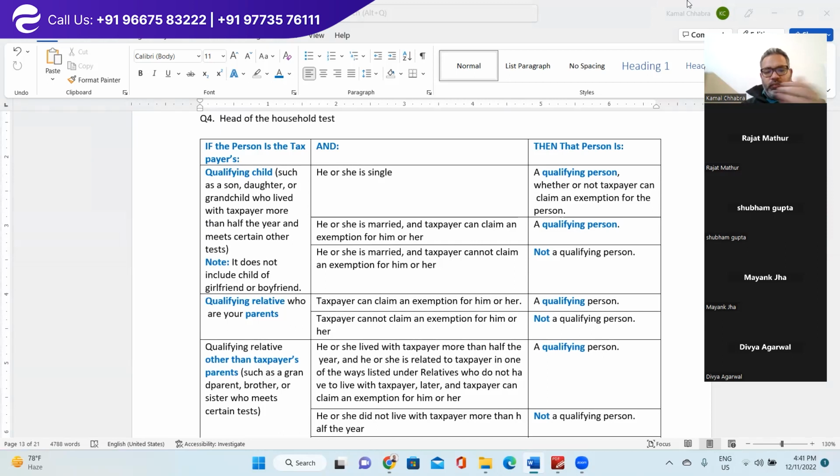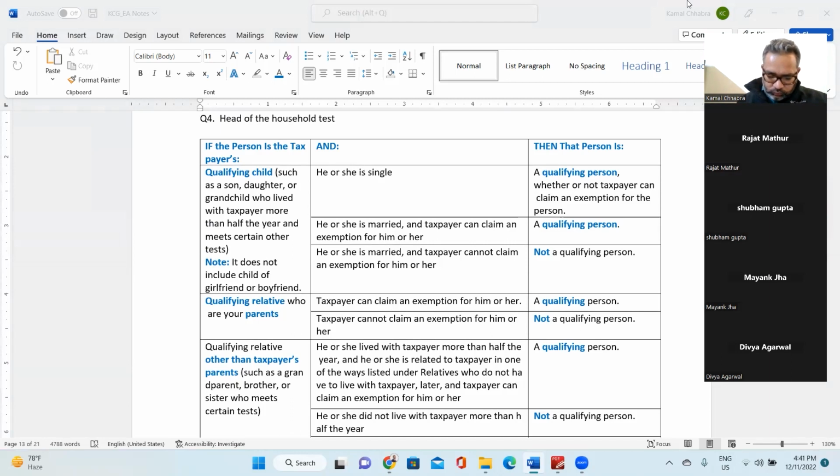Suppose someone marries a girl, the second marriage probably, and the girl has a son or a daughter. So it will be a stepchild, right? Will that child qualify as a qualifying person? No. Rather, you should go for married filing jointly. You can get a better benefit from married filing jointly than head of household.